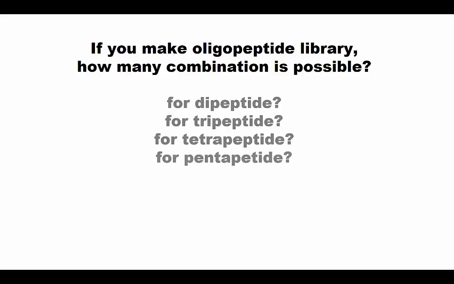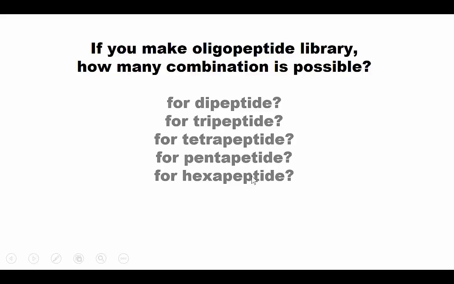How about the pentapeptide? Pentapeptide is now already above a million. Now you have 3.2 million different peptide structures. Hexapeptide, it's huge now, 64 million peptides you can get.